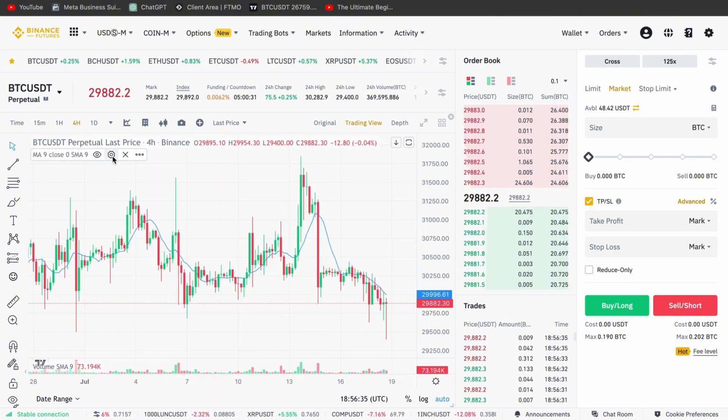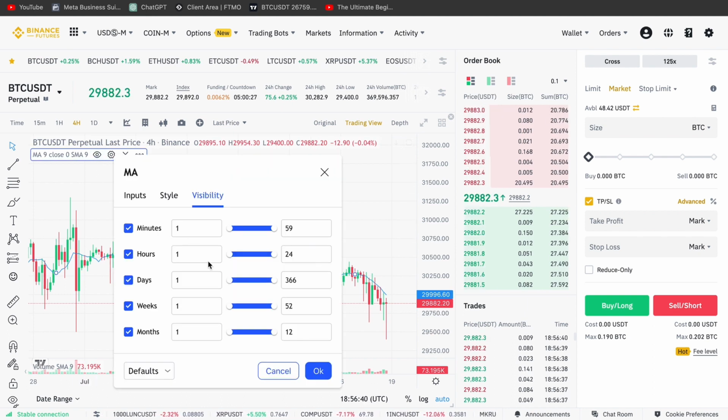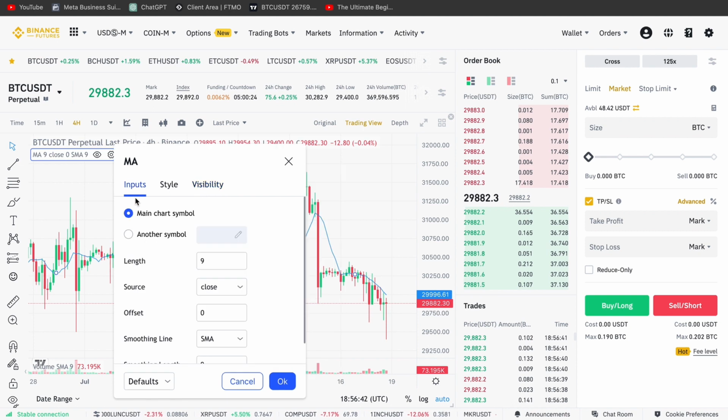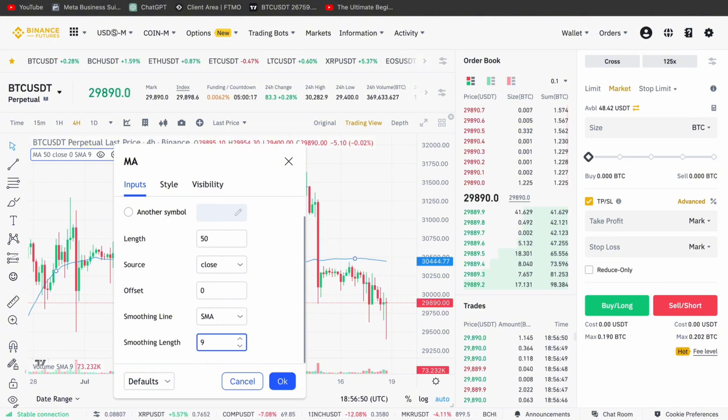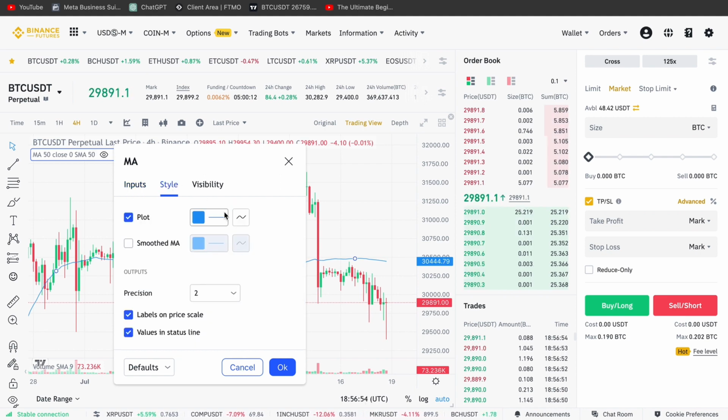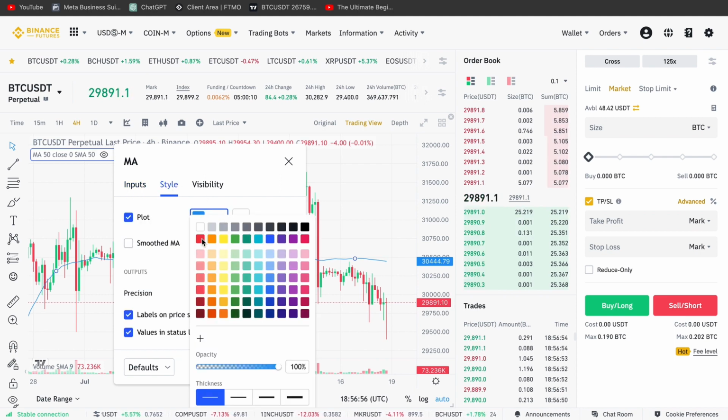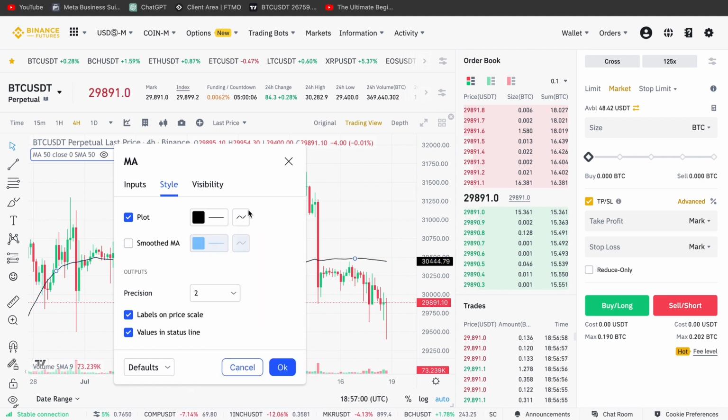We'll now come here and click on the settings bar here. Then we'll edit it. We are going to add the input. So the input is, the length is 50. Remember, we are using the 50 EMA, the 50 moving average. Then we have the style, so you can change the color. For me, I usually go with the black color so that I can see it very well.